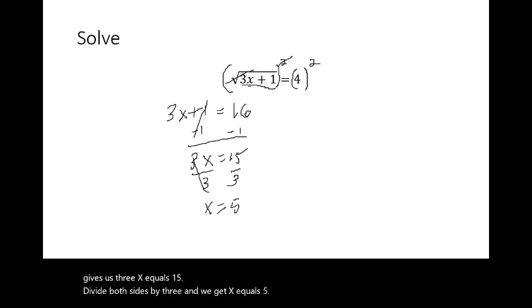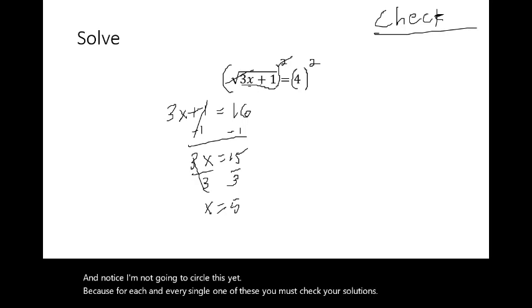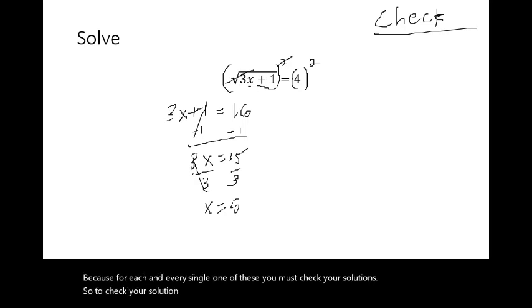And notice, I'm not going to circle this yet, because for each and every single one of these, you must check your solutions. To check your solution, you're going to plug your potential answer into the original equation in for every single spot you see an x.